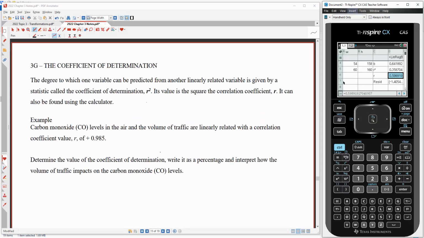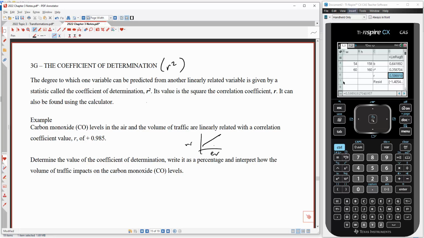So what the r squared value does, the coefficient of determination, that's r squared, is the degree to which one variable can be predicted from another linearly related variable. Okay. Now, here's how it works. So we've got carbon monoxide levels in the air and volume of traffic are linearly related with a correlation coefficient value of r of 0.985.